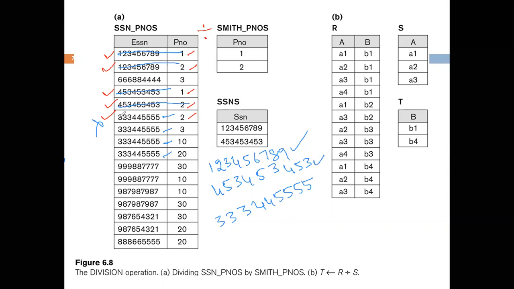So here 3, 3, 4, 5, 5 is present, but with a different pair. It is not 1, 2. It is 3, 10, 20. So we will reject this. So this is now rejected. So only SSNs that are matched over here will be present in our result. So this kind of operation is called a division operation.